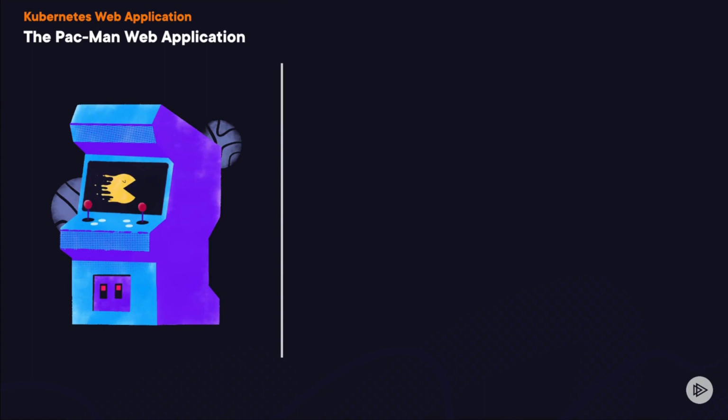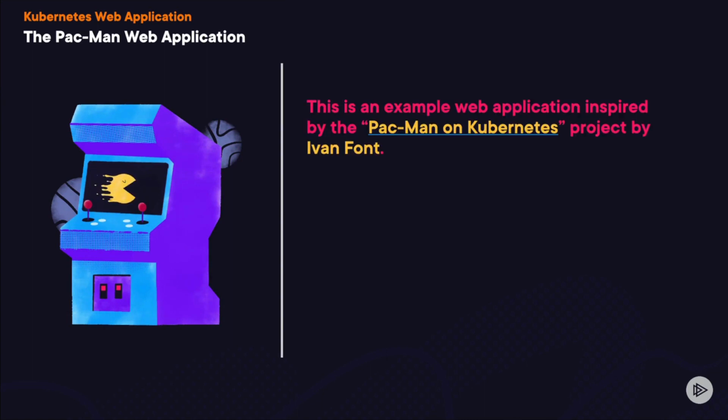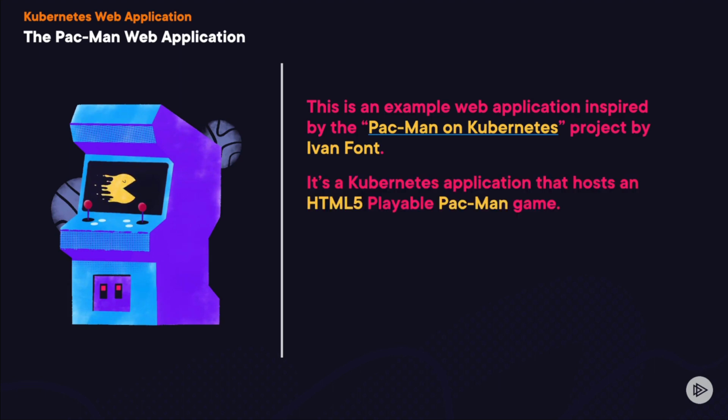The project is based off of the example Kubernetes web application created by Ivan Font. Now I've taken the YAML configuration and converted it over to Terraform configuration language for our demos for this project. It is a Kubernetes application that hosts an HTML5 playable Pac-Man game. So at the end of this demo, we'll be playing Pac-Man in our browser. How cool is that? And this game is made up of three things.